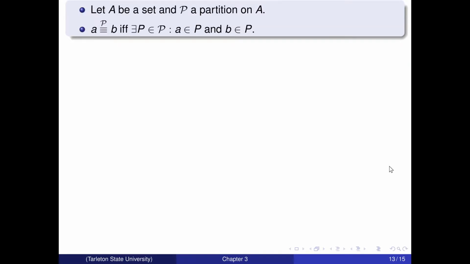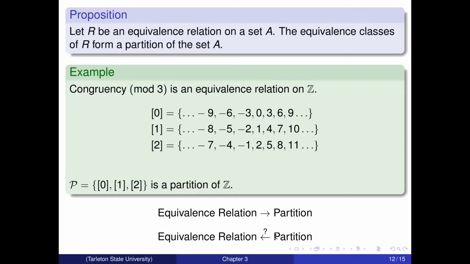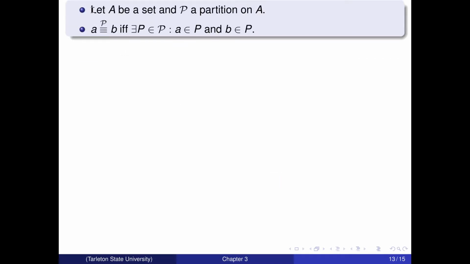Okay, this is how this is going to work. We're going to assume that we have a set A and we have a partition on that set A. So again, we're trying to see if we have a partition, can we create an equivalence relation? That's the goal right now. So let's look at a set A, and let script P be a partition on A, and let's see if we can define an equivalence relation on that set. And here's our definition. We're going to say that a is equivalent to b if and only if there exists some set P inside of the partition script P such that a is in P and b is in P.